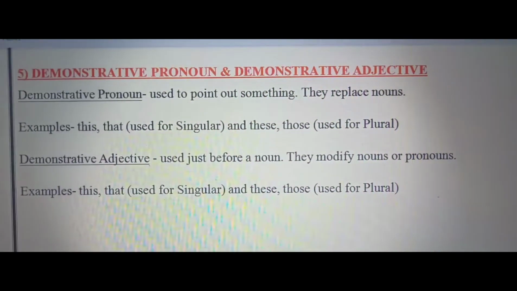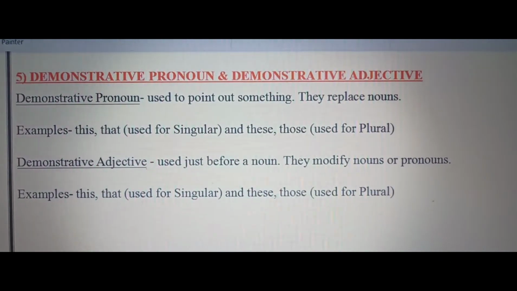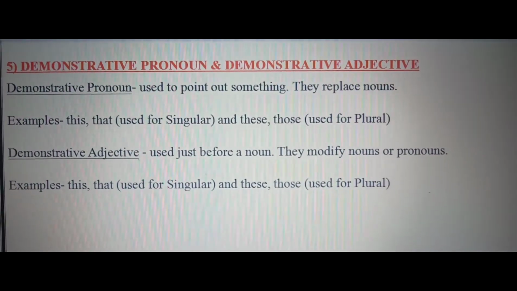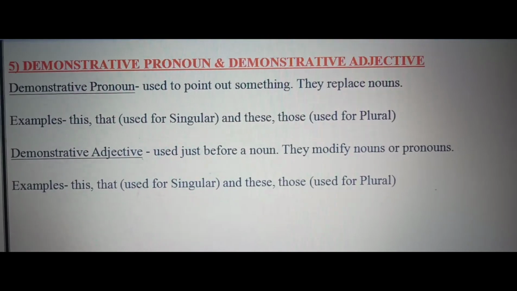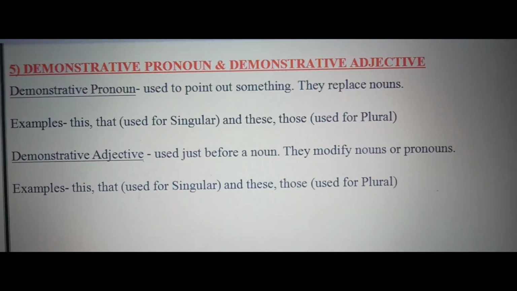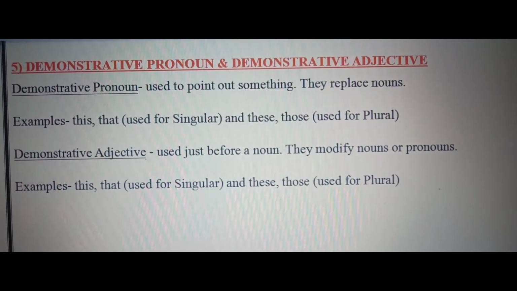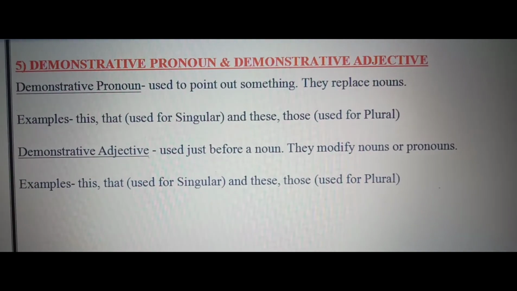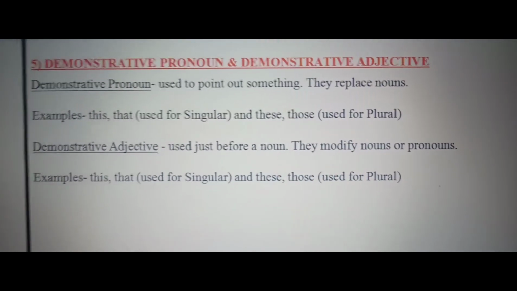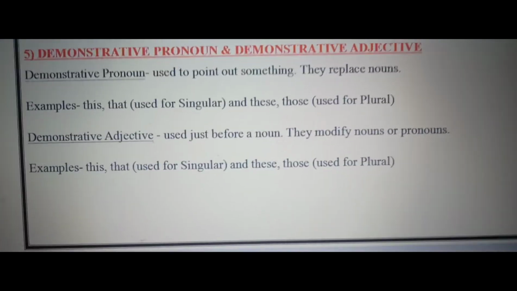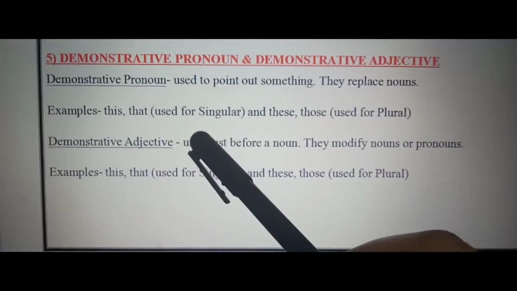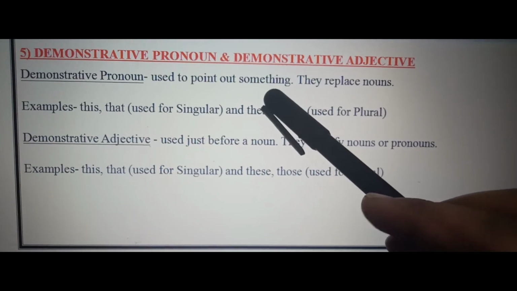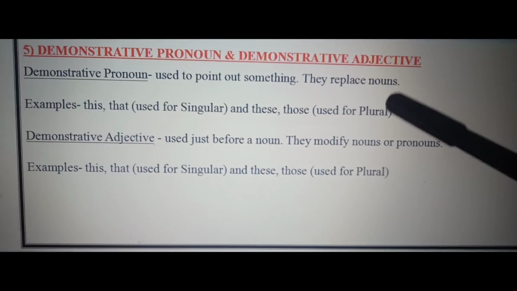Now we are going to study the fifth type of pronoun, which is the demonstrative pronoun. Along with the demonstrative pronoun, I'm going to explain the demonstrative adjective also. Though they are the same words, they are used in a different manner in a sentence. Now what are demonstrative pronouns? Demonstrative pronouns are used to point out something. Whenever we are pointing out something in a sentence, we use demonstrative pronouns and they replace nouns in a sentence.